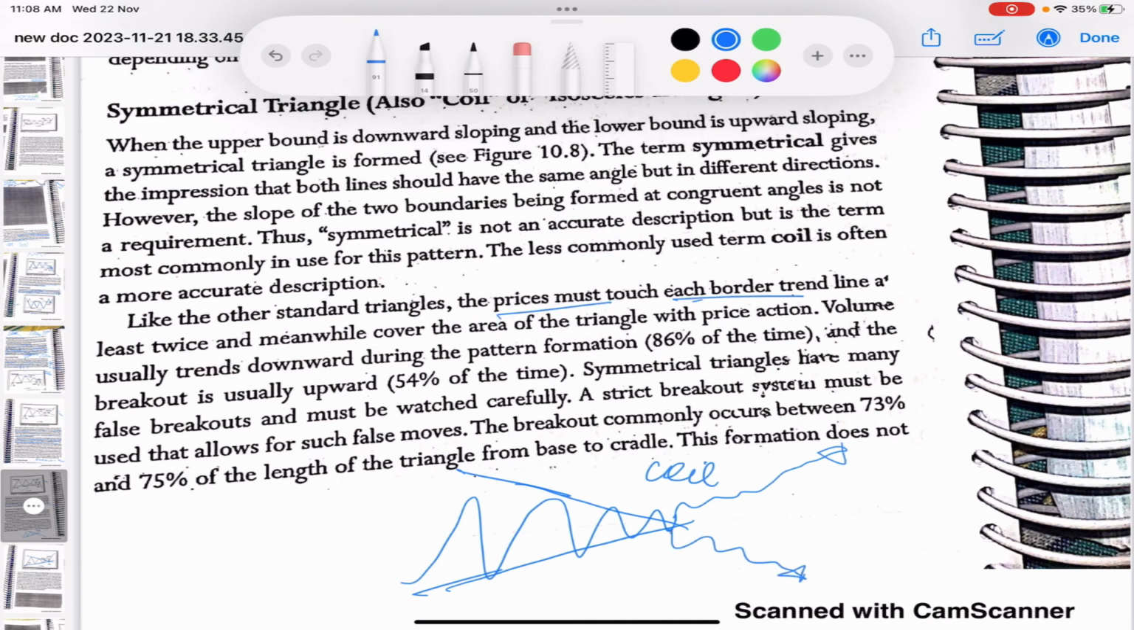So the prices must again touch the trend line at least twice. So you need to know that at least 2 times it has to touch, and it needs to cover the entire area of the triangle, right? So it can't be something like the price went like this, and then we can't say that this is a triangle. We want the price to come and touch and complete the area of the triangle. Okay. Volume usually trends downwards during the pattern formation, and the breakout is usually upward. So we want the volume to be low during the formation of the pattern, and we want the volume to go high as soon as the breakout occurs. So keep that in mind.